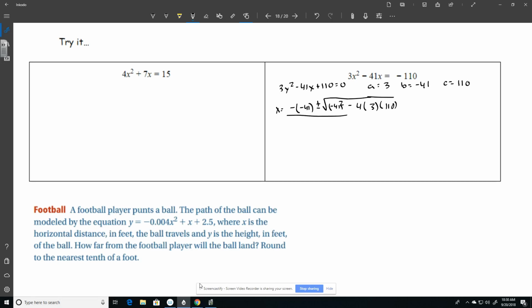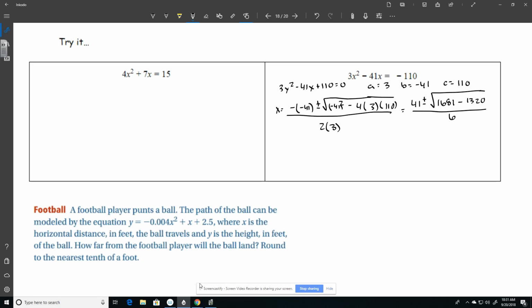And all of that is being divided by 2 times A, which is 3. So when I simplify, negative 41 becomes positive 41, plus or minus the square root. Negative 41 squared is 1,681. Negative 4 times 3 times 110 is a negative 1,320. And all of that gets divided by 2 times 3, which is 6.